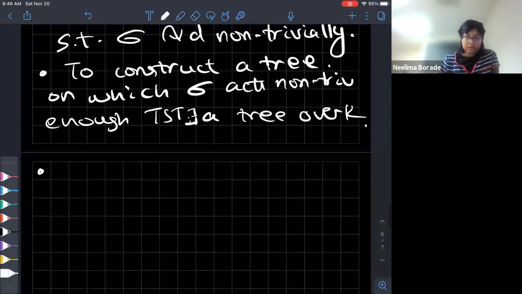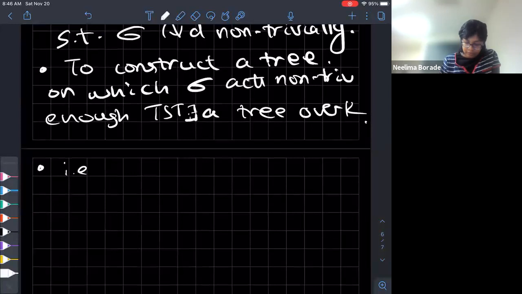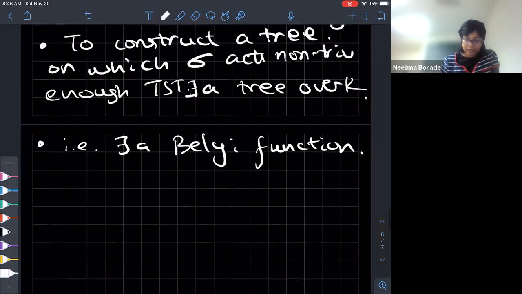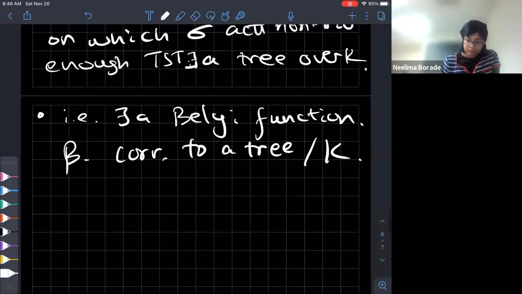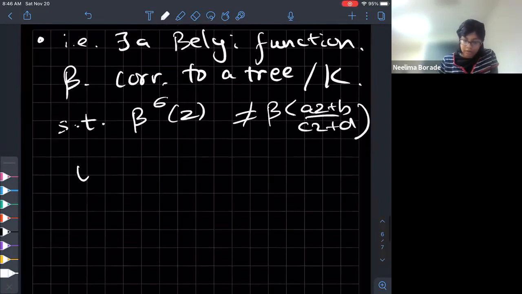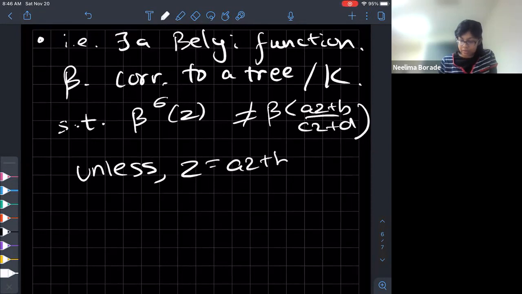And to do this, we can show that there's a Belyi function beta that corresponds to this tree over K, such that beta sigma of z is not beta of (az plus b) over (cz plus d), unless z is equal to az plus b.